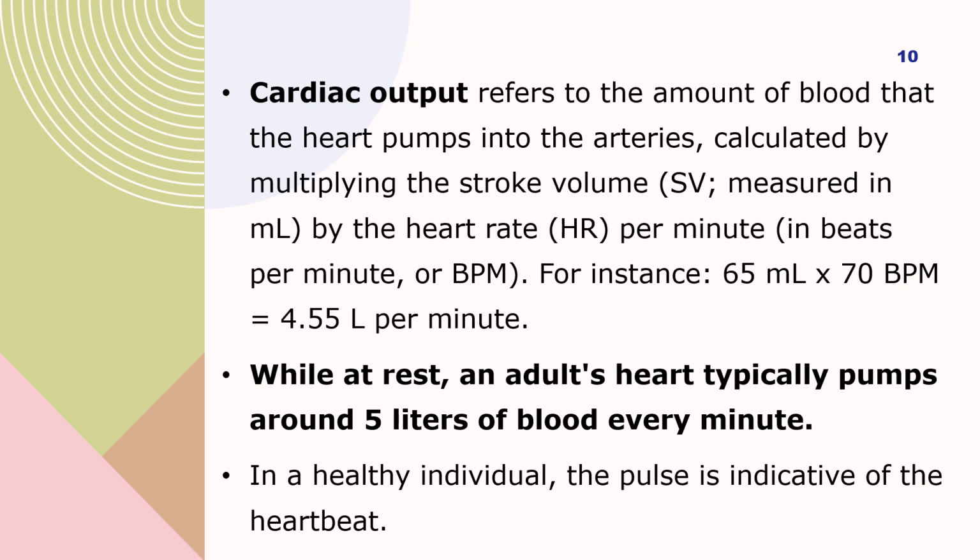Cardiac output, calculated as stroke volume multiplied by heart rate, is central to understanding pulse. For example, 65 ml per beat times 70 beats per minute gives a cardiac output of around 4.5 liters per minute. A healthy adult heart typically pumps around 5 liters of blood every minute at rest. In a healthy individual, the pulse is indicative of the heartbeat. That means the pulse rate is equal to heart rate.